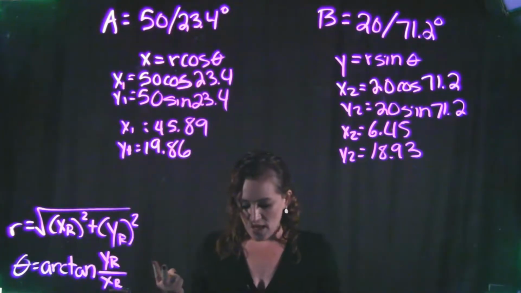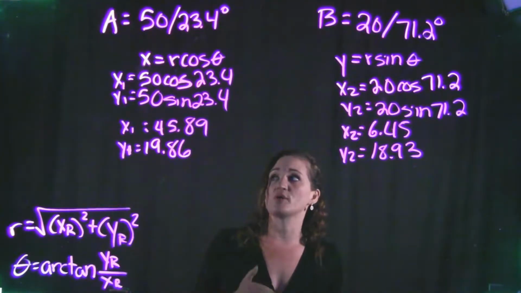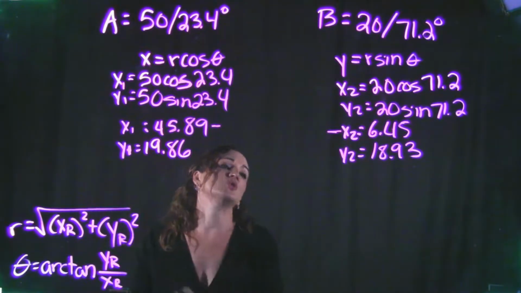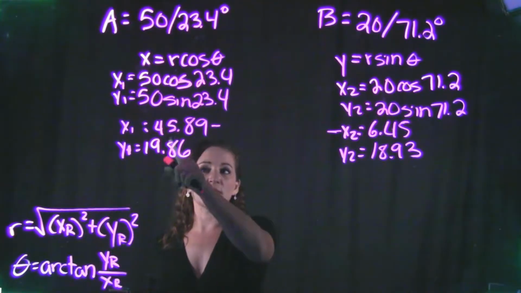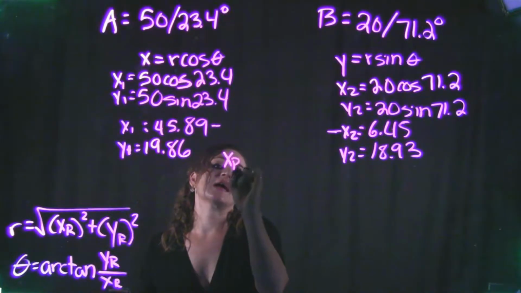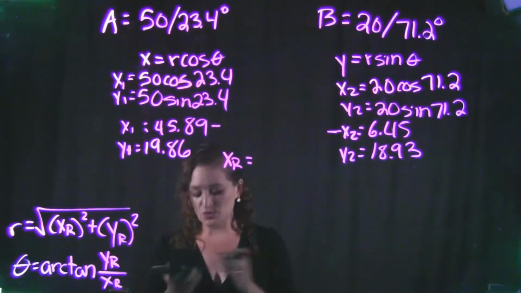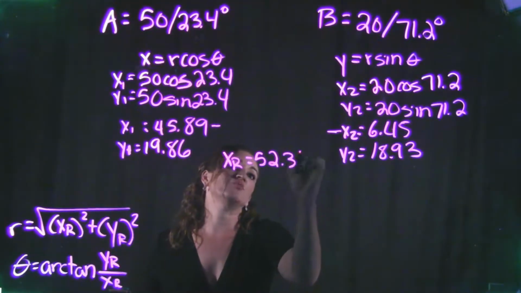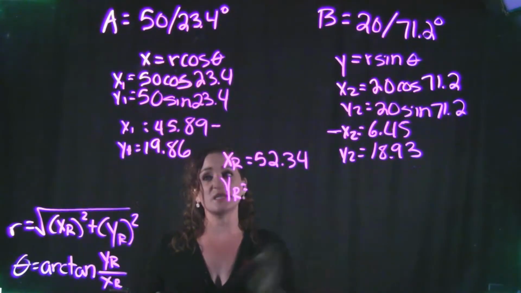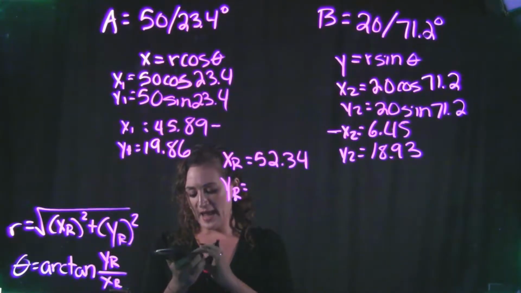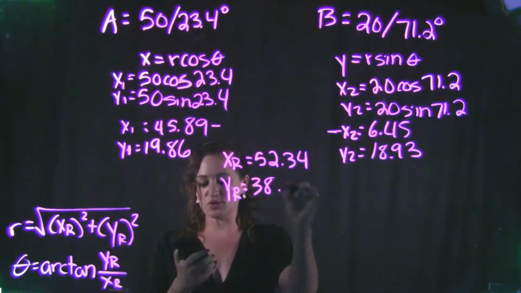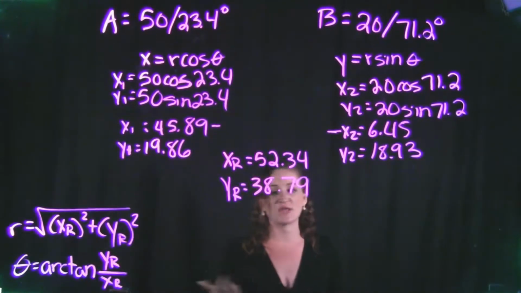But step two, we need to add the X components together. So you want to take X1 and add it together with X2 here. So you can use your calculator. All we're going to do is take 45.89 and add it to 6.45. And we're going to call that XR when we add those together. So when we add X1 plus X2, we get 52.34. Now we need to find YR, which is going to be when we take Y1 plus Y2, which would look like 19.86 plus 18.93. So YR would equal 38.79. So that would be step three.